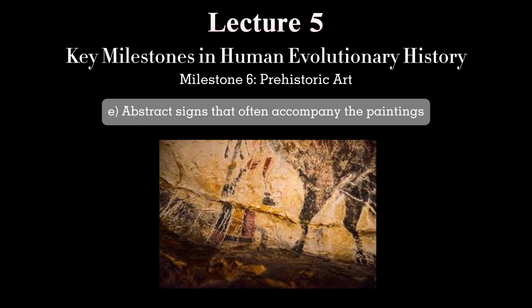The abstract signs likely serve to modify, intensify, or recontextualize the emotion carried by the animal symbol, functioning as an early form of symbolic inflection or visual predication.